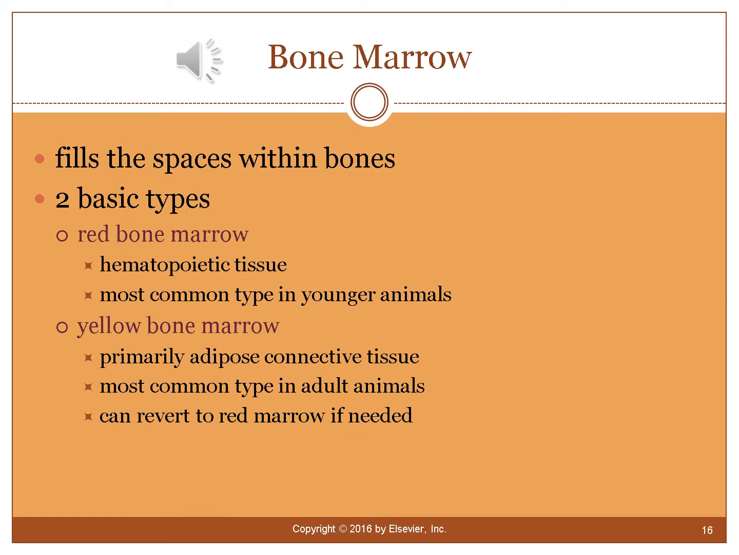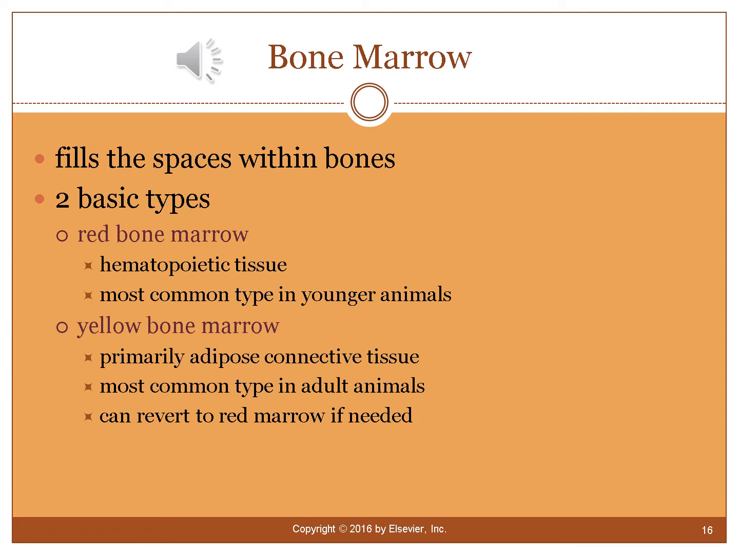So bone marrow, everyone has seen their bone marrow now with the joint assignment. There is red bone marrow, which has hematopoietic tissue. So tissue that creates red blood cells, again, hema meaning red blood cell, or sometimes just meaning red. Most common in younger animals. Yellow bone marrow, primarily adipose connective tissue. Adipose meaning fat, so usually yellow bone marrow is fat, and that is found in adult animals.